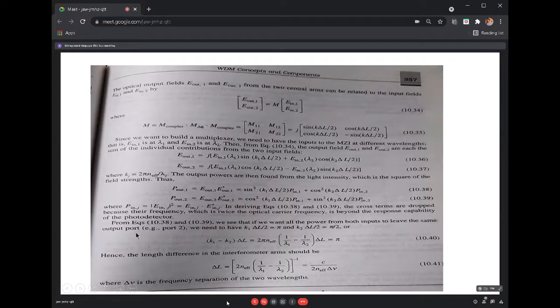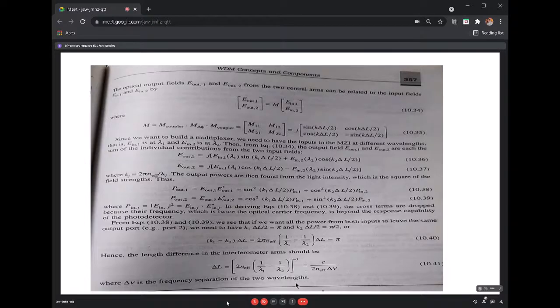So finally, what should be the difference in the length in order to achieve that? The better expression is delta L equal to 2 n effective divided by, 1 by lambda 1 minus 1 by lambda 2, to the power of minus 1. That will be equal to C divided by 2 n effective into delta nu, where delta nu is the frequency separation of these two wavelengths.